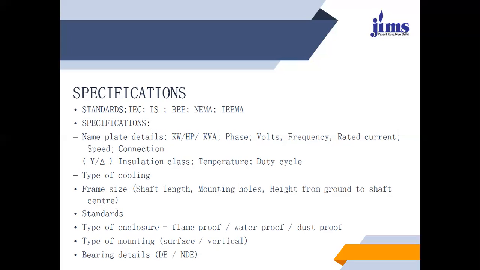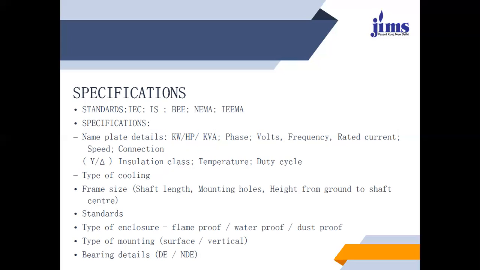Whenever you look at the nameplate of the machine, you can find all the related information about the machine. The nameplate details are given in kilowatt or HP, or in kVA; how many phases we are opting for, single phase or three phase; what voltage the machine will operate at; what the frequency level is; and what the rated current is whenever the motor is running at normal speed.